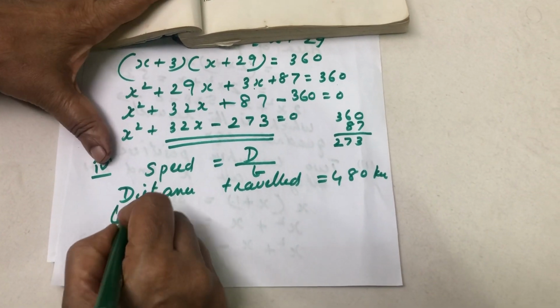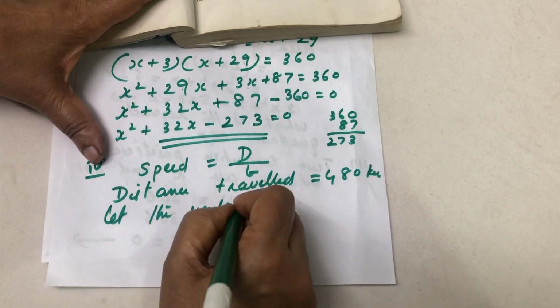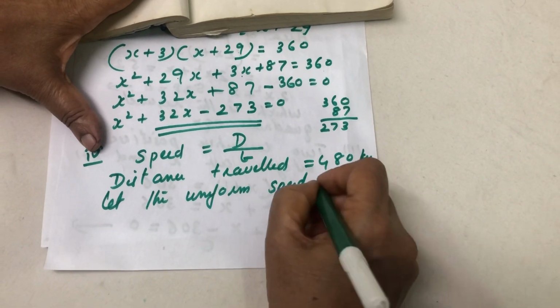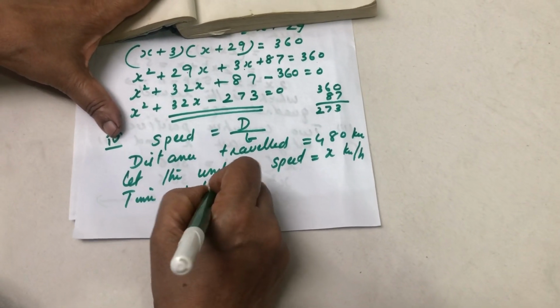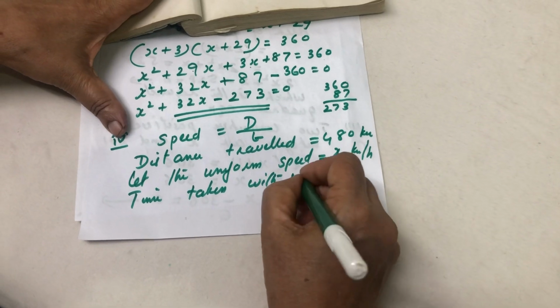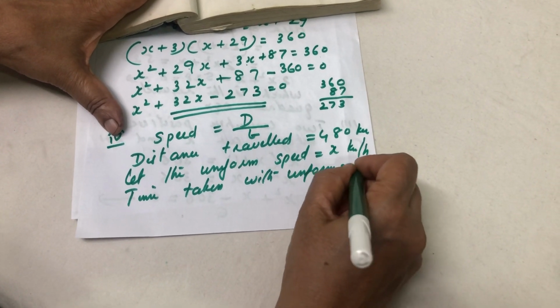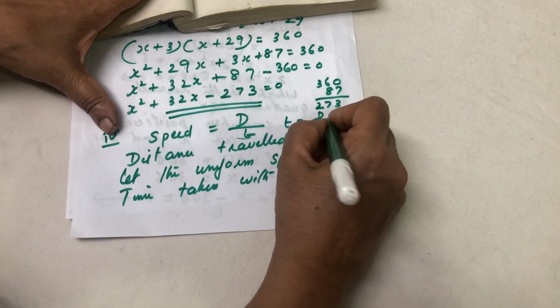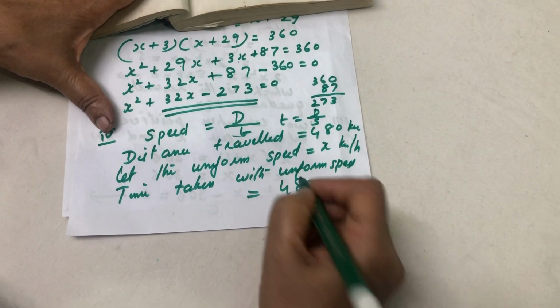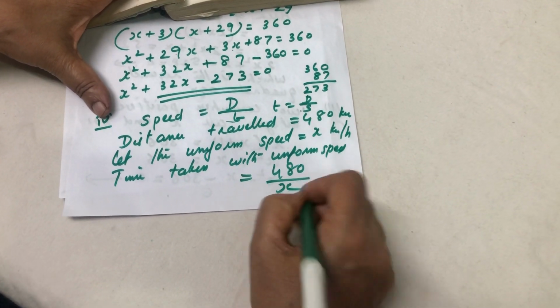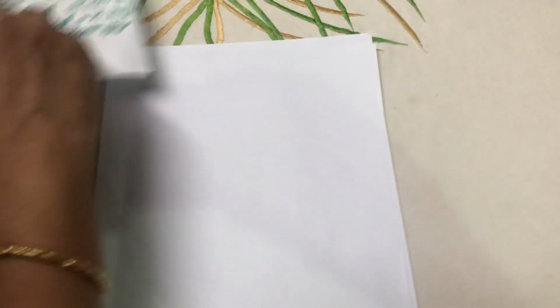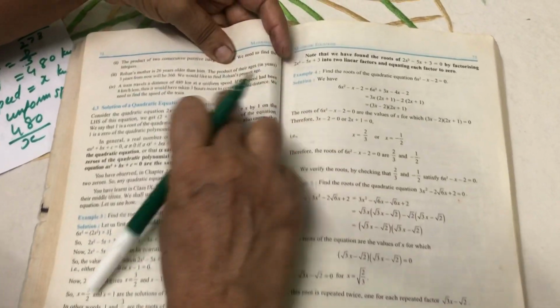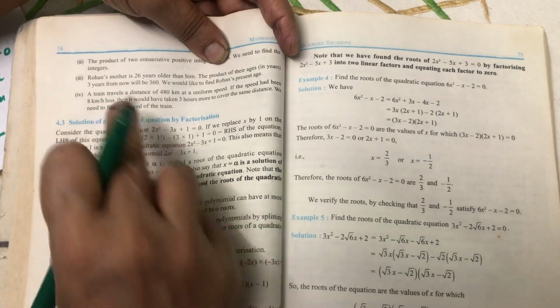Therefore, let the uniform speed be x kilometer per hour. Then time taken with the uniform speed. Here you know time is equal to distance by speed. Distance is 480, the speed is x. 480 by x is the time taken with the uniform speed. Next one, in the question it is given the speed had been 8 km per hour less.